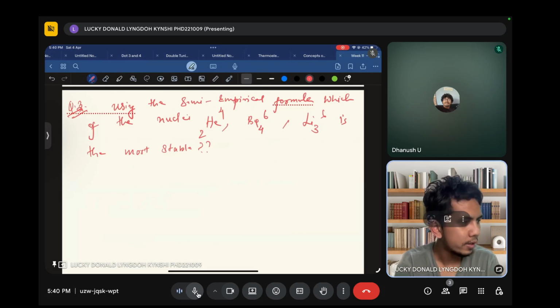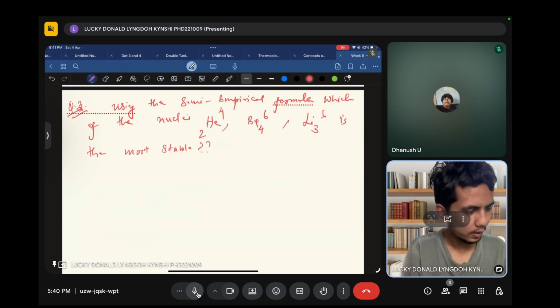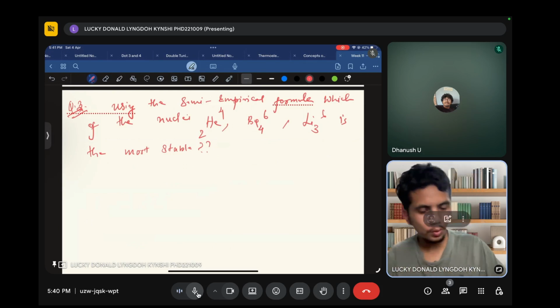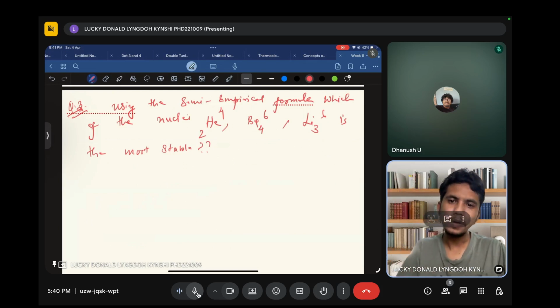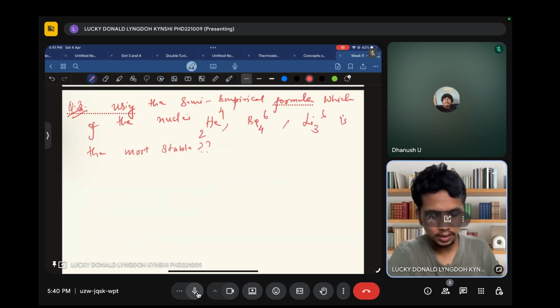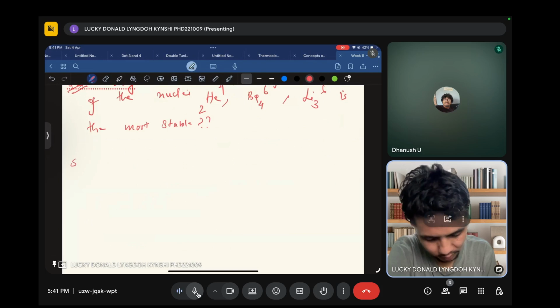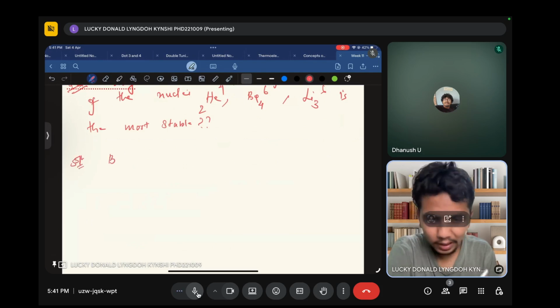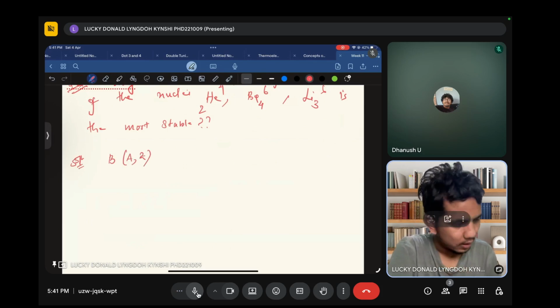Just a second. Okay, fine. So what we will do is write the same formula we used in the second question. That means your binding energy B(A, Z) is equal to what?